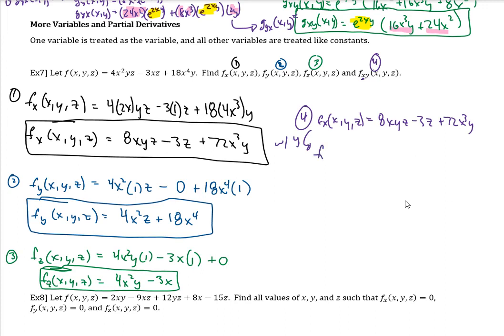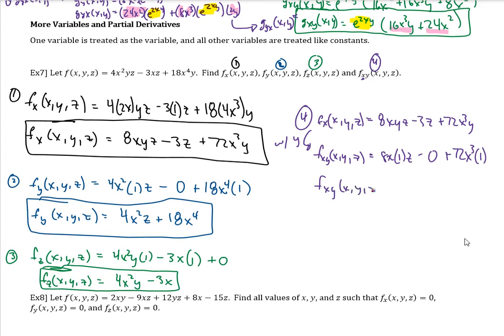So f of x, y, z equals... okay, so the derivative of the first term with respect to y is 8x, and then the derivative of y is 1, and then z's attached, and then minus the derivative of this one with respect to y would be 0, and then plus the derivative with respect to y over there is 72x cubed. Derivative of y is 1. Okay, and so now we've got our final answer.